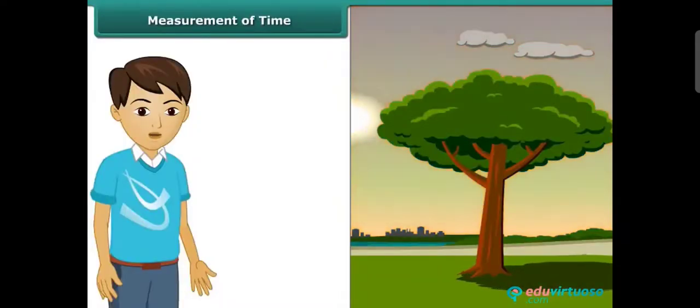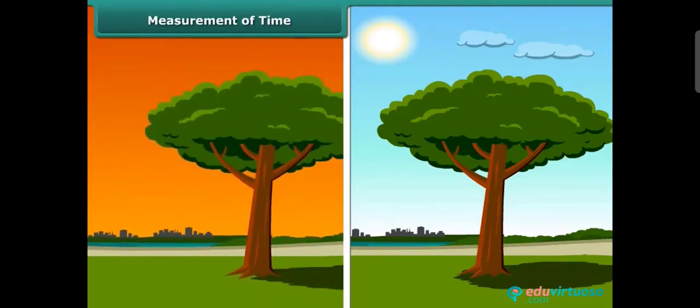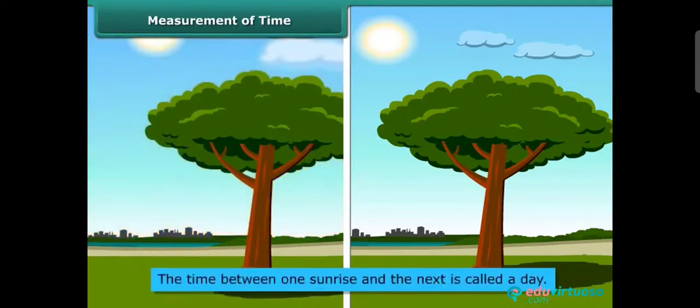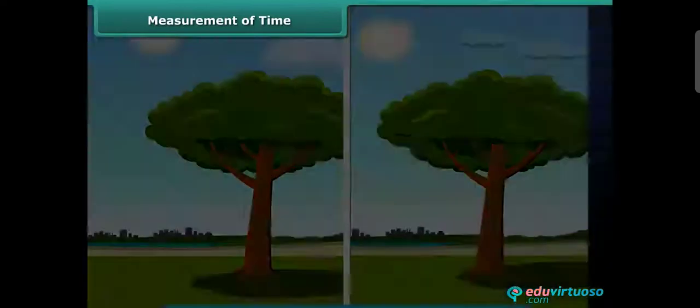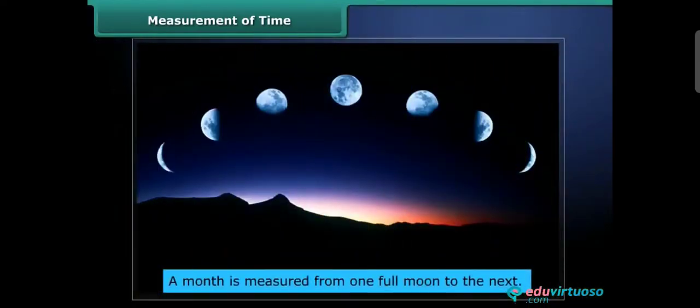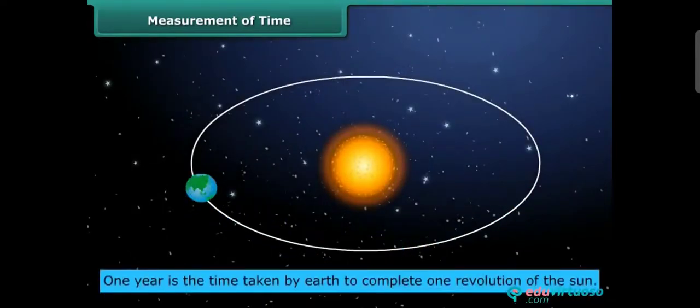Have you ever wondered how our elders could tell the approximate time of the day by just looking at the shadows? Many events in nature repeat themselves after definite intervals of time. For example, the sun rises every day in the morning. The time between one sunrise and the next is called a day. Similarly, a month is measured from one full moon to the next. 1 year is the time taken by Earth to complete one revolution of the sun.